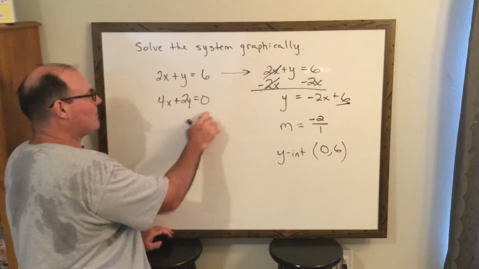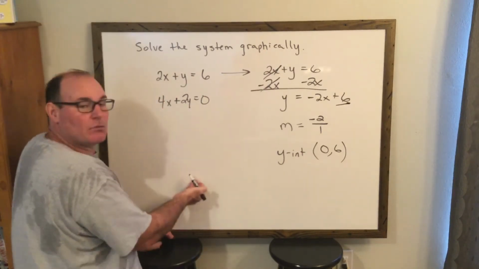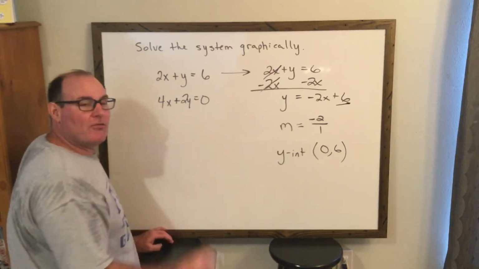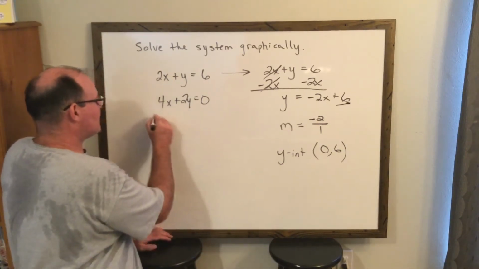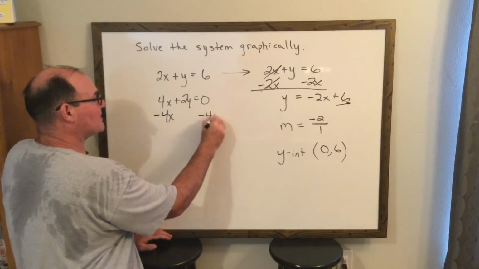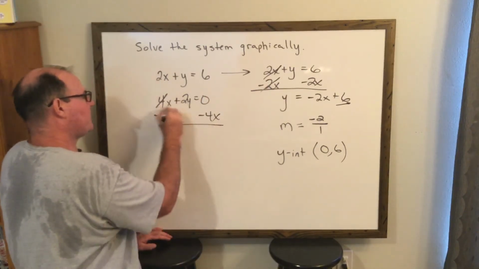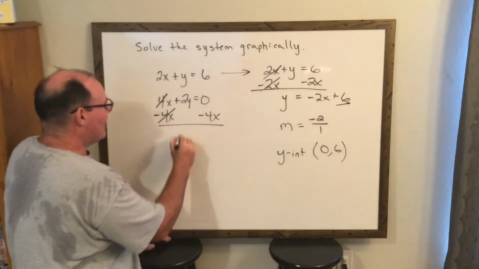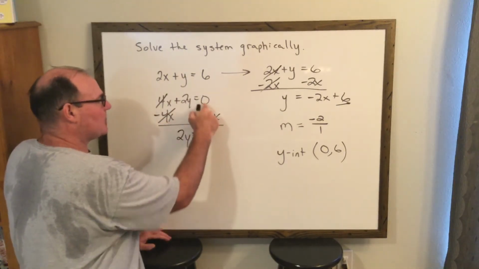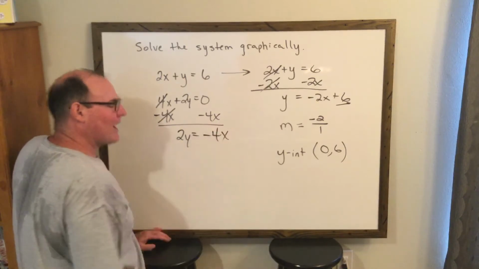This problem right here, I'm going to do the same thing. I'm just going to write it right underneath. So I need to solve for y first. So first thing I'm going to do is subtract the 4x. This is the very same thing I did on the previous problem. And so 4x minus 4x is 0, and I have 2y, and then 0 minus 4x is negative 4x.